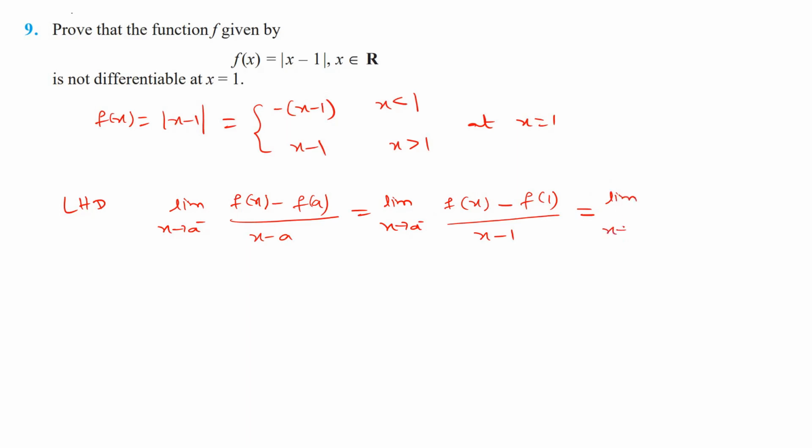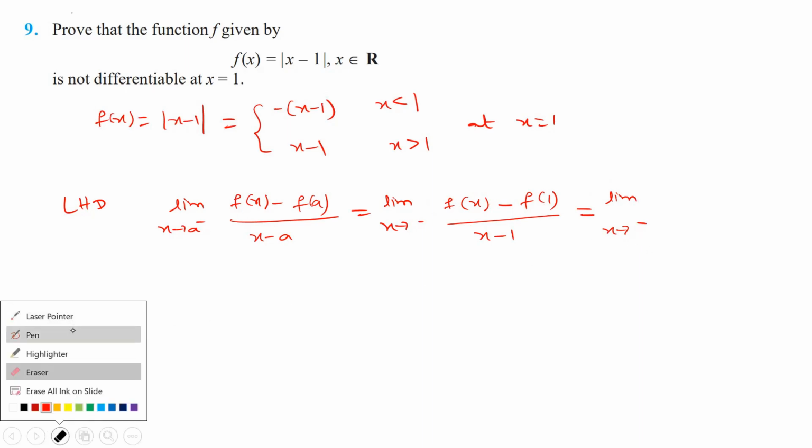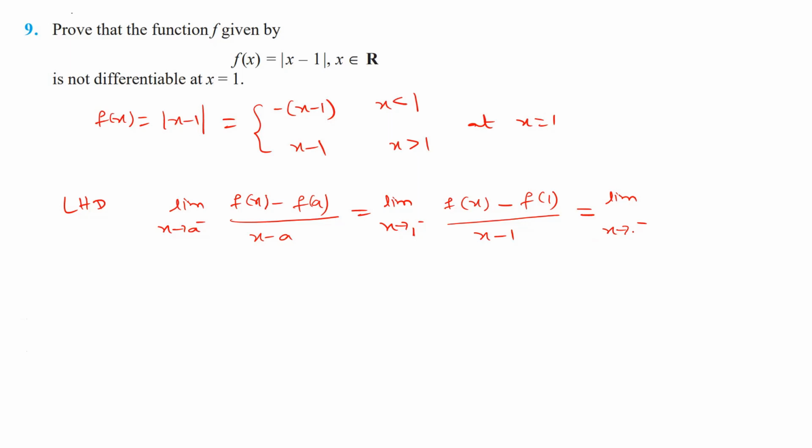So this is limit x tends to 1 minus. f of x is nothing but minus of x minus 1, minus f of 1, and substituting 1, we get 1 minus 1, divided by x minus 1 only. So this 1 minus 1 value is 0 here.